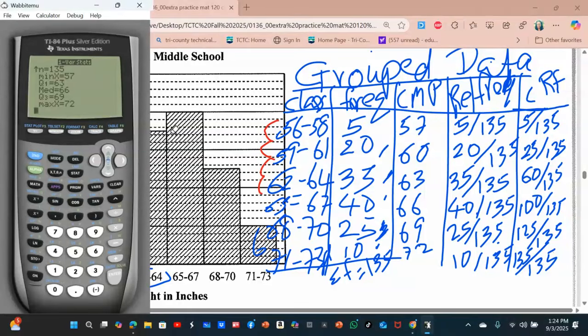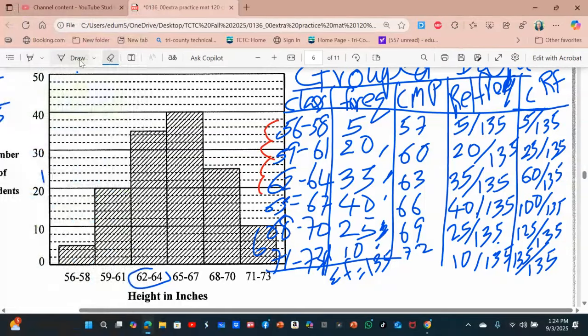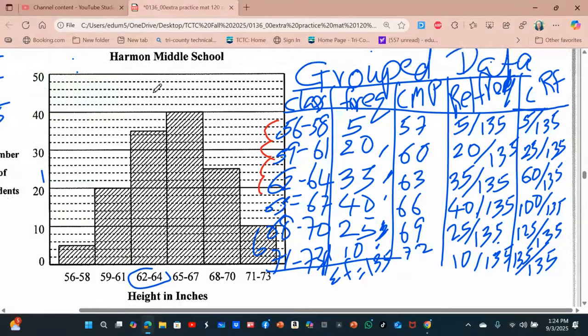Okay, so right now I am going to draw the box plot. I have the 5-number summary here, and I copied it. So I'm ready to draw a box plot. Now I want to draw a box plot of this data. So I'm going to draw a box plot right here.